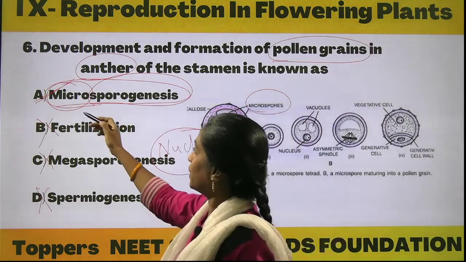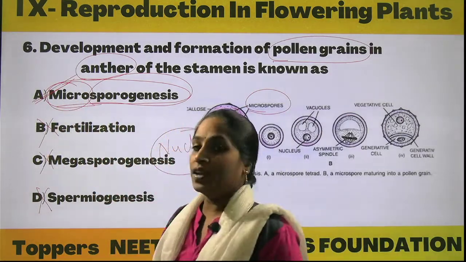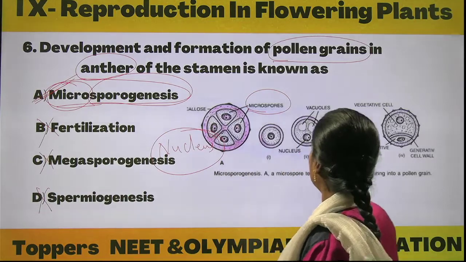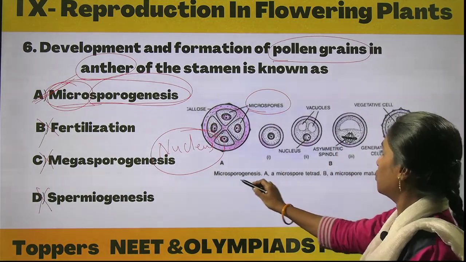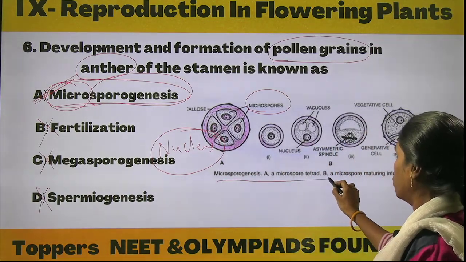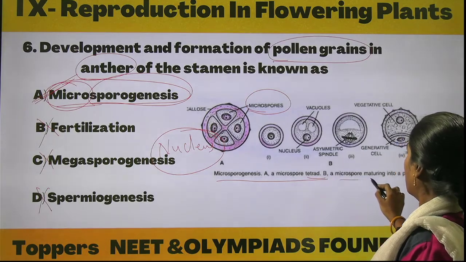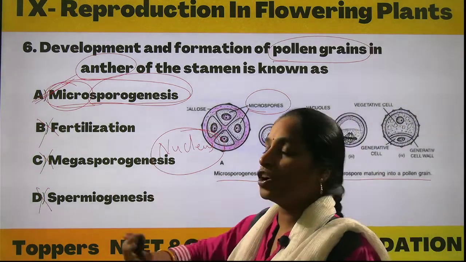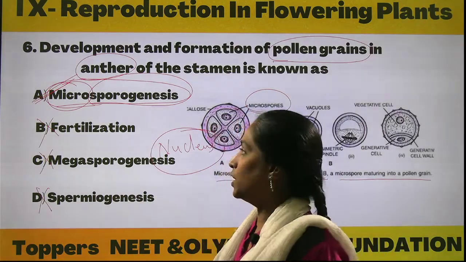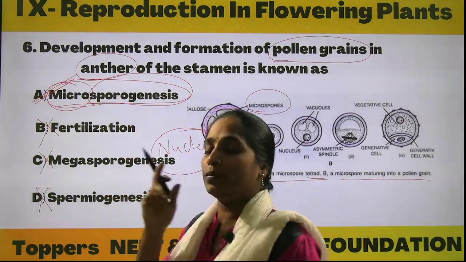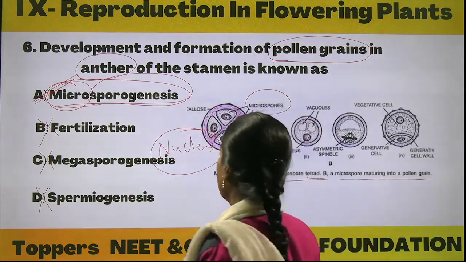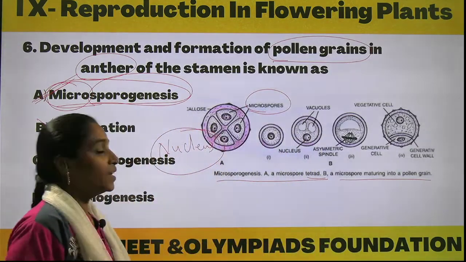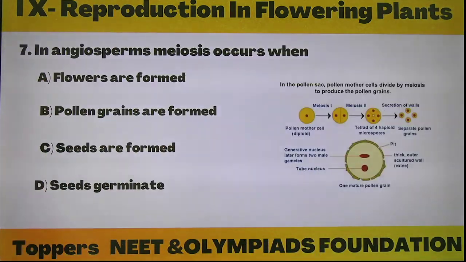Okay, so the correct option is A, microsporogenesis. So this is the microsporogenesis, a microspore tetrad, a microspore maturing into a pollen grain. A megaspore will not mature into a pollen grain, but only the microspores will develop into pollen grains. Hope you all understood, dears. And coming to the next question.